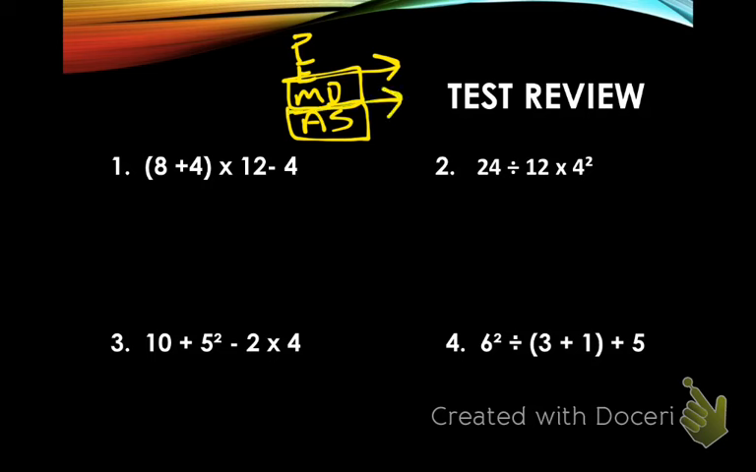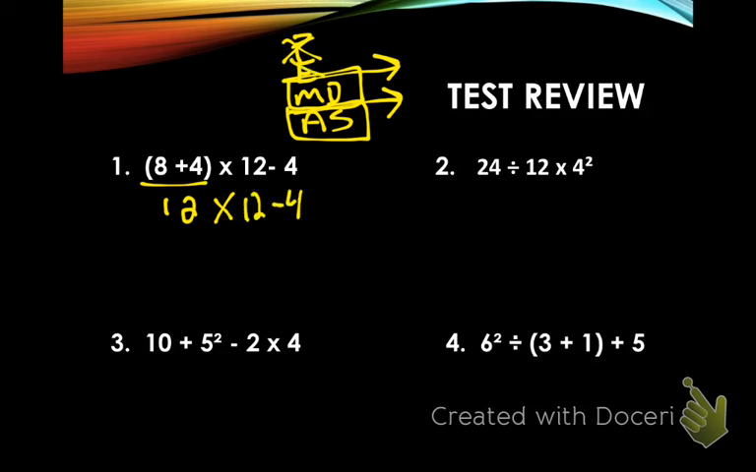So first thing I'm going to do is start with parentheses. In parentheses, do I have any? Well, actually, yes, I do. I have 8 plus 4. 8 plus 4 is 12, times 12 minus 4. What's the next thing I do?